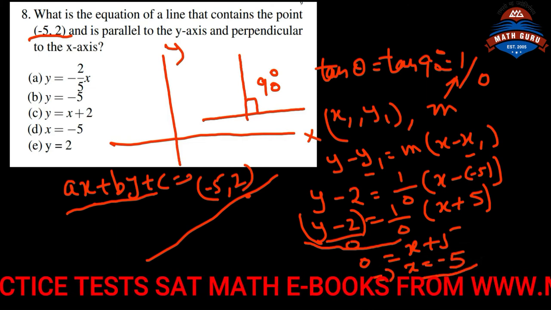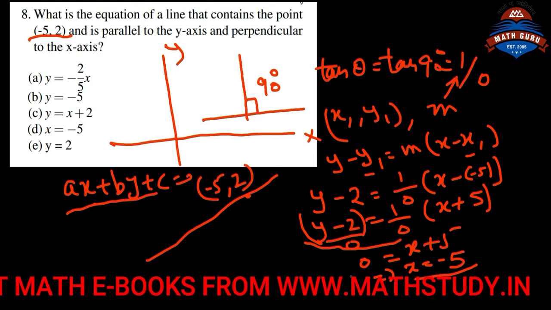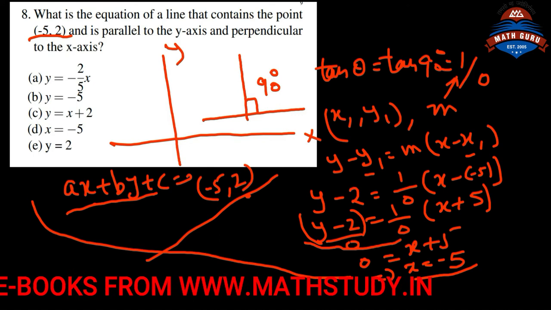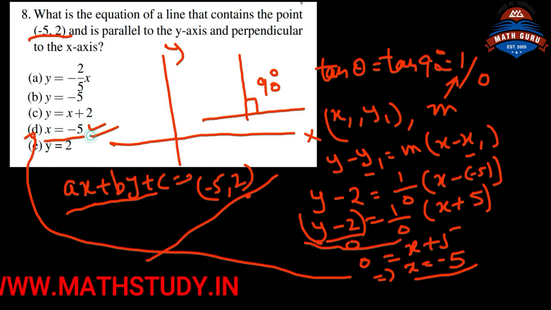Very simple, right? So can we match our answer here now? So here we can see that x is equal to minus 5. That means option number D is our answer here.